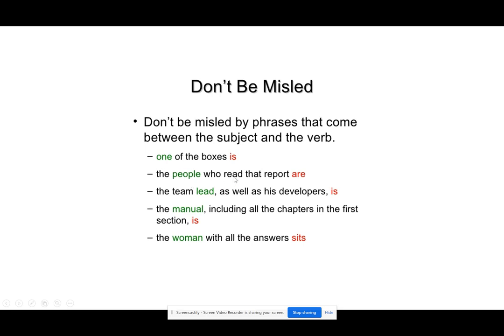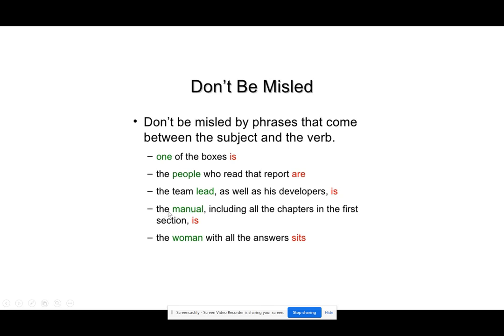The people who read that report are. People is plural, so we need are. The team lead, as well as his developers, is. The subject of our sentence is team lead. Okay, so the team lead is. We would not say the team lead are.